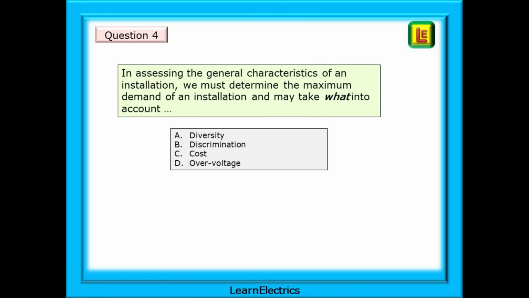In assessing the general characteristics of an installation, we must determine the maximum demand of an installation and may take what into account? The question is asking what might change the overall maximum demand. Pause the video and choose an answer.